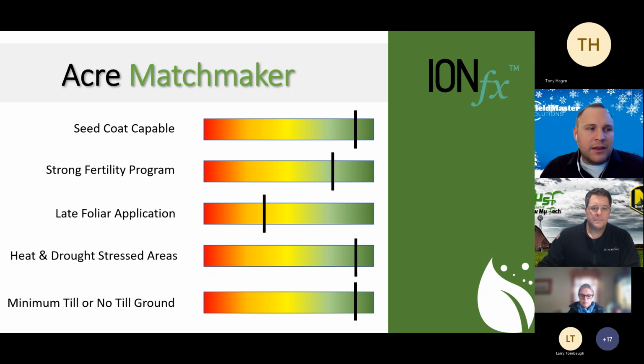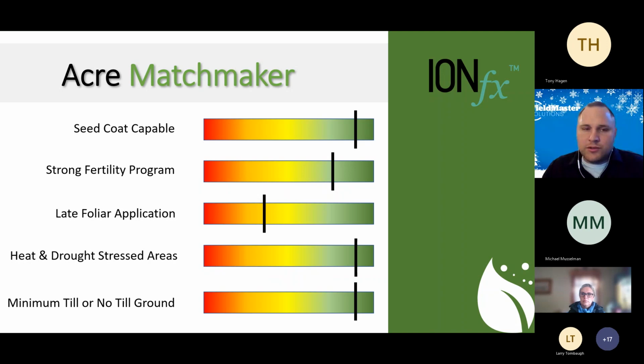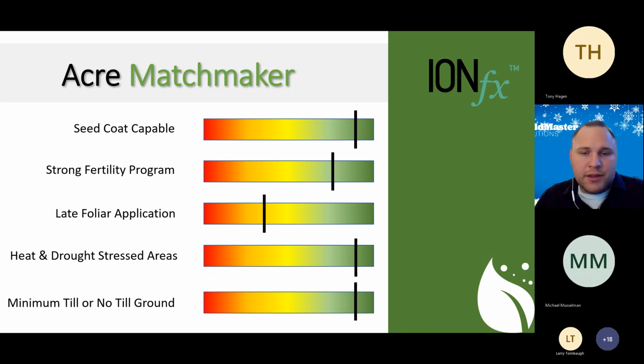Late foliar application is not our friend. We do not want to go out at a fungicide pass and apply this and expect to see all those early advantages that we saw if you get it down V3 or prior. Heat and drought stressed areas has been very successful with us in terms of balancing and handling a lot of that stress that Tony went through. And then the minimum till or no till ground, helping break down that residue and recycle those nutrients back.